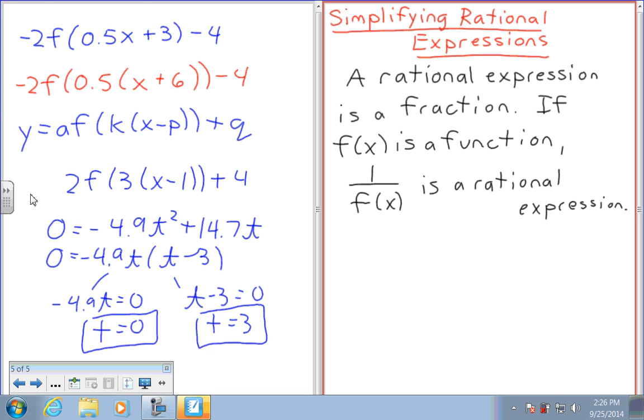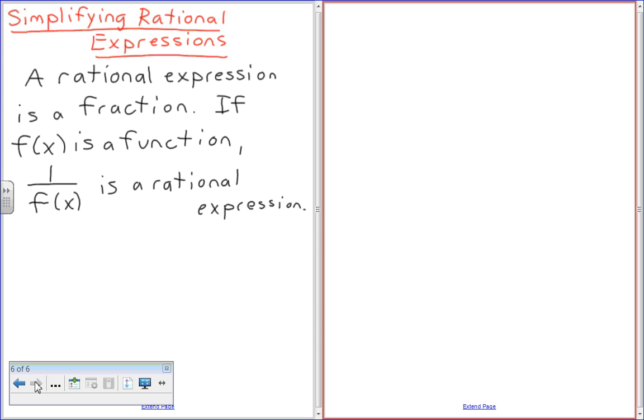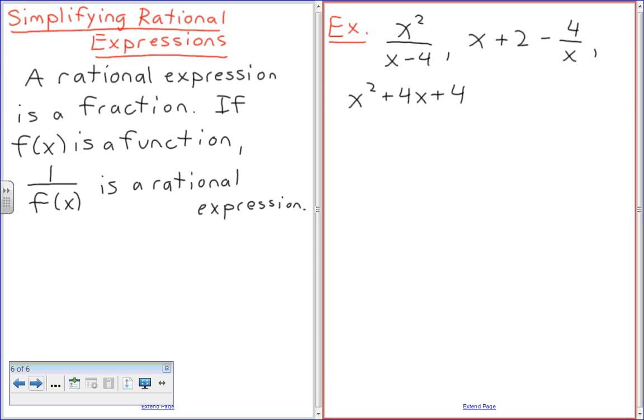Okay, so I'm going to do a few examples here on the next board. The examples are going to be x squared over x minus 4, x plus 2 minus 4 over x, and x squared plus 4x plus 4 all over x squared plus 2x divided by x plus 2. Okay, these are the sort of things we're going to be dealing with in this unit.